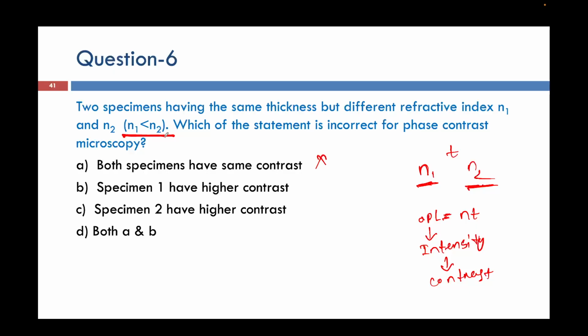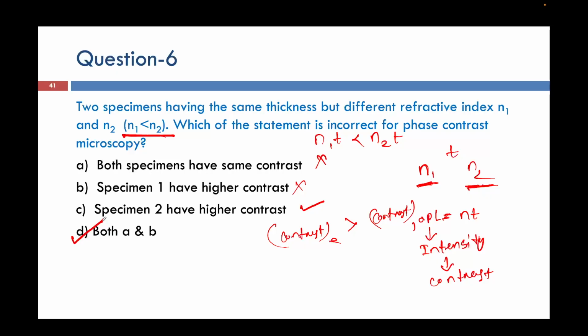So the higher N gives higher contrast. Optical path length is directly proportional to the contrast. So the optical path length N1T will be less than N2T. That means the contrast of specimen 2 will be greater than the contrast of specimen 1. So this is also not wrong. Specimen 2 has higher contrast. This is correct. So the correct answer is both A and B.